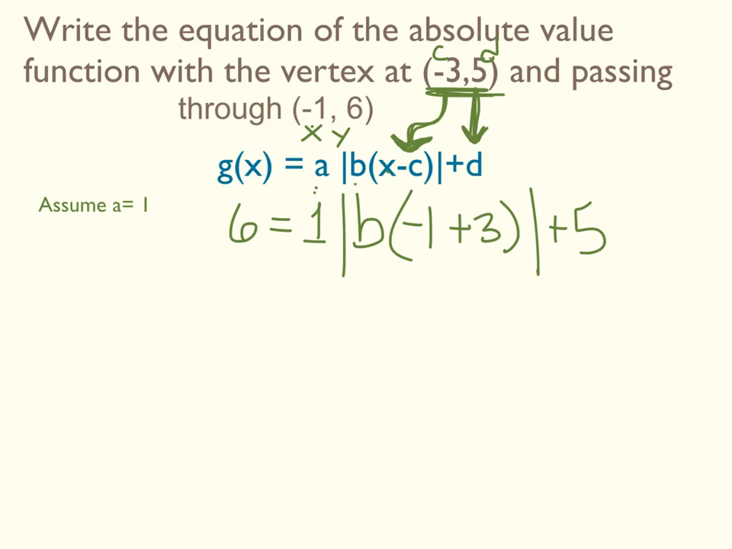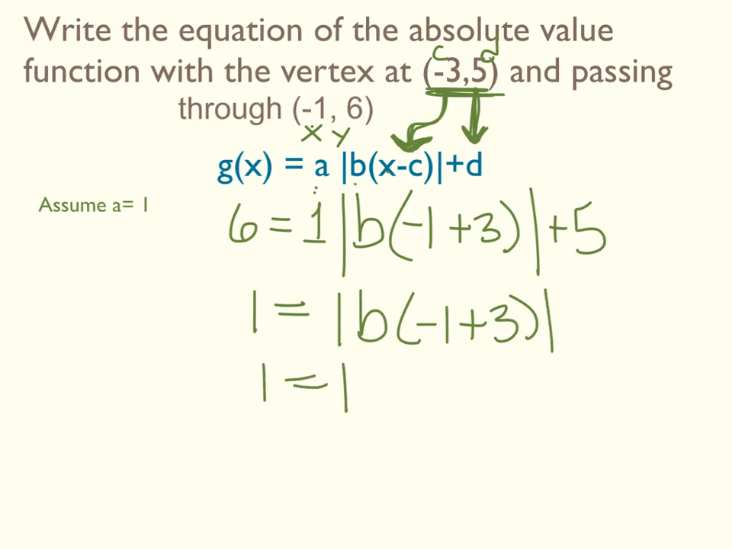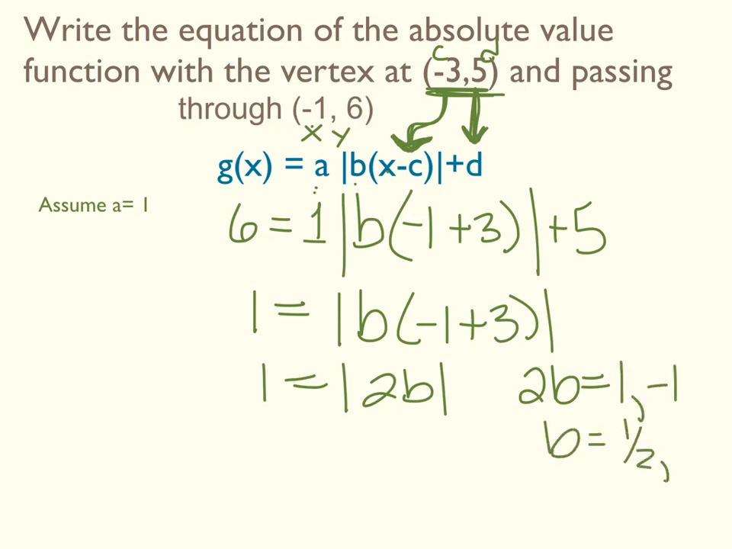So now I have everything filled in except the letter B. So now I can just work some math magic here real quick. Take away 5 from both sides. I get 1 equals the absolute value of B times -1 plus 3, which is going to be 1 equals the absolute value of 2B. And so the absolute value of 2B has to be 1, so 2B equals 1, or -1, B equals 1/2, or -1/2. And because our vertex is going to be in quadrant 2, so you look at -3, 5 and you go, okay, well -3, 5 is over here. We're just going to go with the positive value of B.